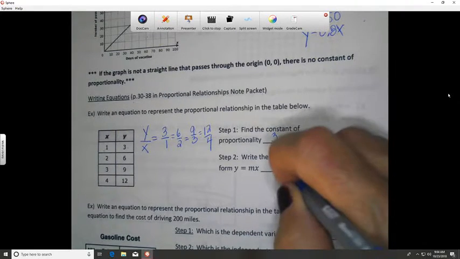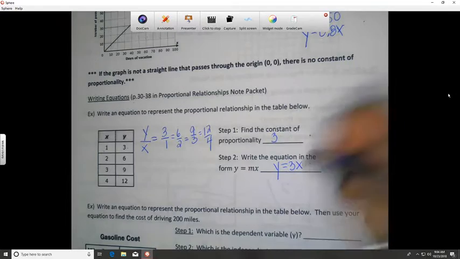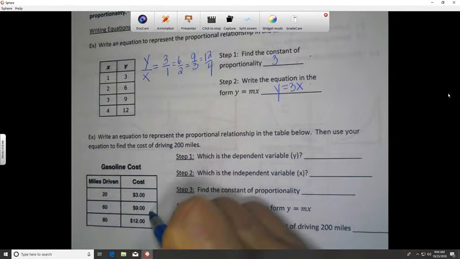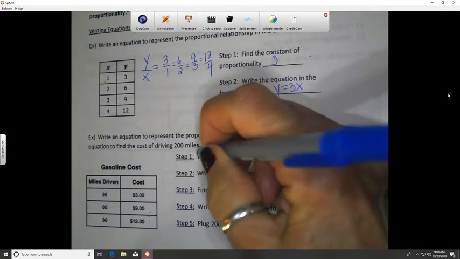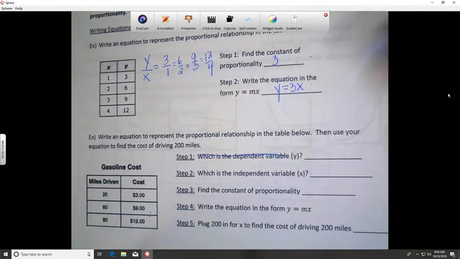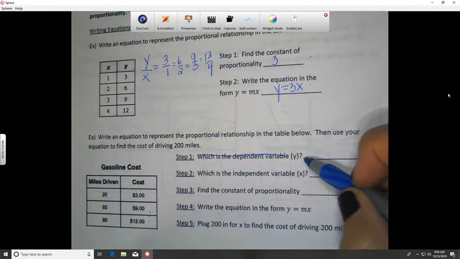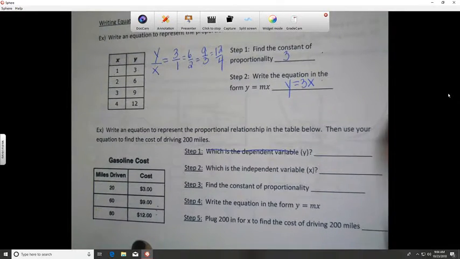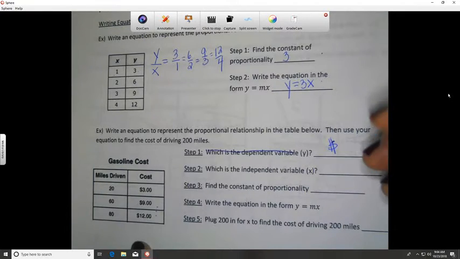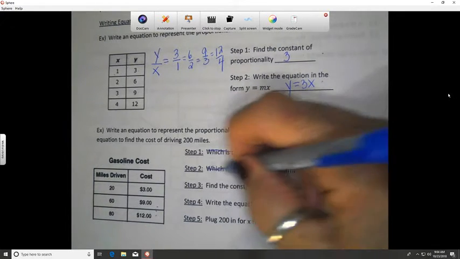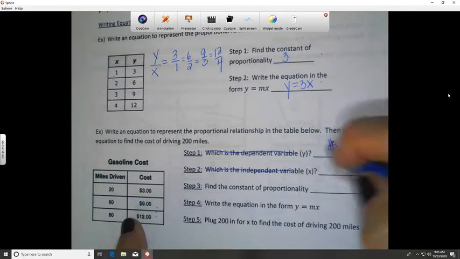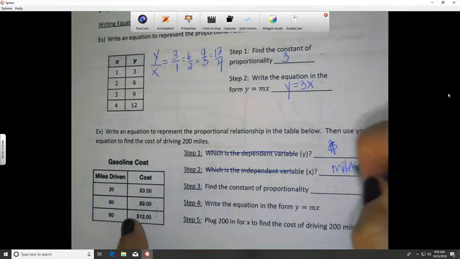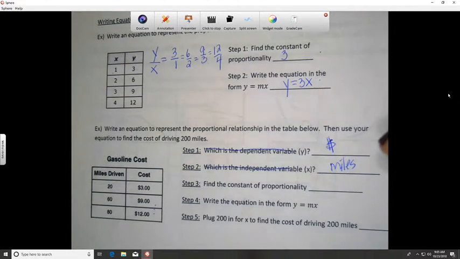Okay. Last one, we're going to write an equation from this table. What does y represent on this table? Bottom table, what does y represent, guys? Cost. So I'm going to put dollars. And what does x represent? Miles. Find the constant. Y over x. Pull it out.